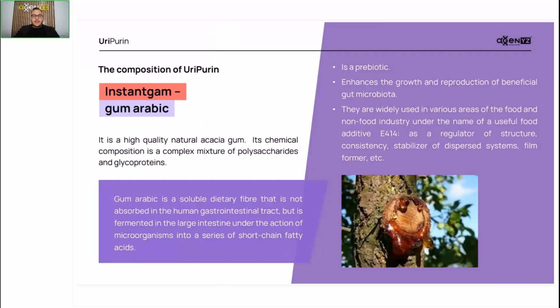And here we have gum arabic, which is a high quality natural acacia gum. Its chemical composition is a complex mixture of polysaccharides and glycoproteins. As I mentioned, gum arabic is a soluble dietary fiber that is not absorbed in the human gastrointestinal tract, but it's fermented in the large intestine under the action of microorganisms into a series of short-chain fatty acids, which means this is a prebiotic. It enhances the growth and reproduction of beneficial gut microbiota.